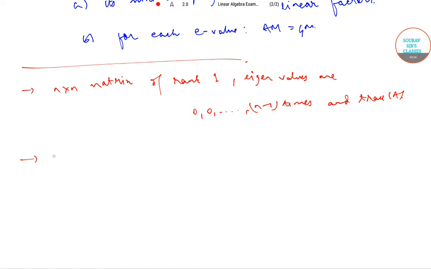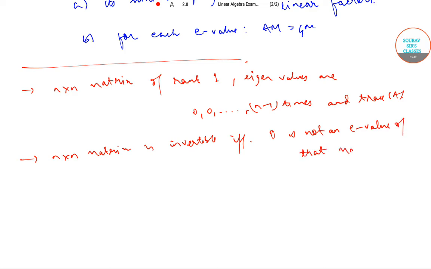Then another result, an n cross n matrix is invertible if and only if 0 is not an eigenvalue of that matrix.